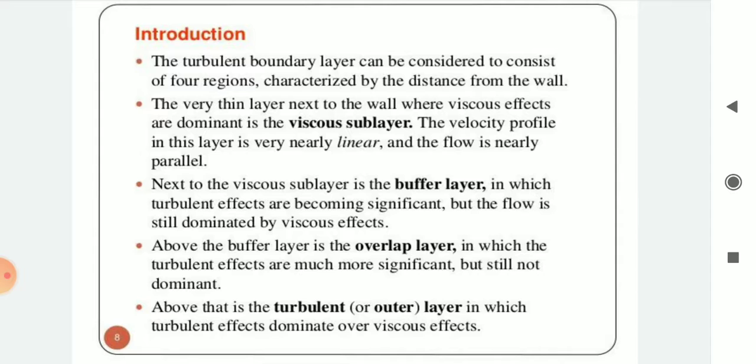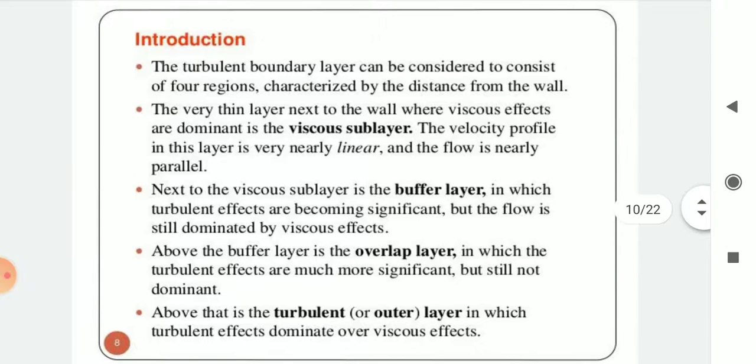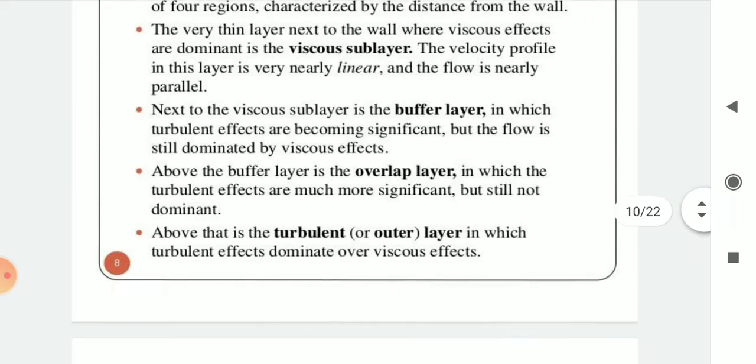But the flow is still dominated by viscous effects. So above the buffer layer is the overlap layer, in which the turbulent effects are much more significant but still not dominant. Then above that is the turbulent or outer layer, in which turbulent effects dominate over viscous effects. These are the four layers: viscous sublayer, buffer layer, overlap layer and turbulent layer. Okay.